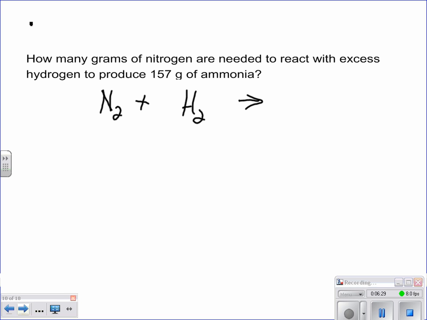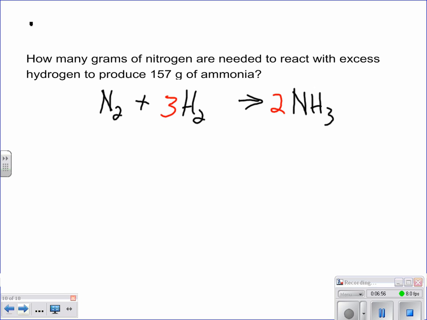And we know we're going to produce ammonia. How do you write ammonia? NH3. It's not ammonium, it's ammonia. So it's NH3, not NH4 with a plus 1. So then we come back and balance. So we'll put a 3 and a 2, and that looks good. So balanced chemical reaction.